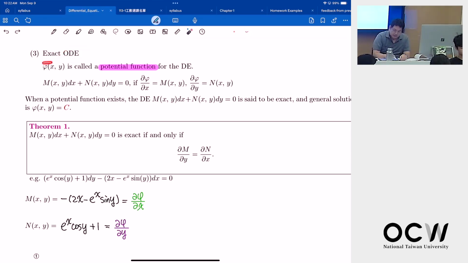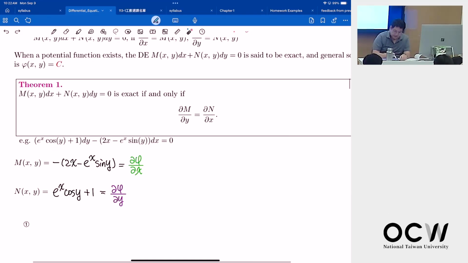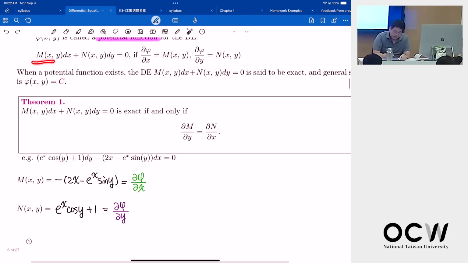That means they satisfy this formula. Okay, I have my function M of x, y and also N of x, y. And for these two, if they satisfy this equation, then it is exact. And once it is exact, then the next step, find the potential function. Okay, for this example, first we need to determine the M and also the N function.